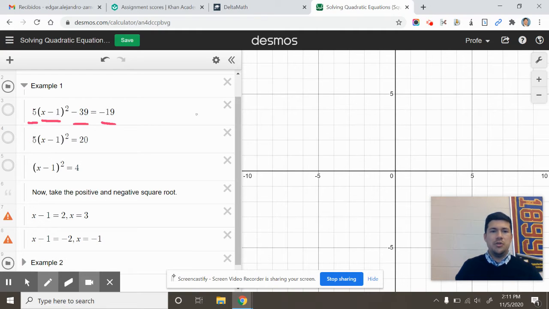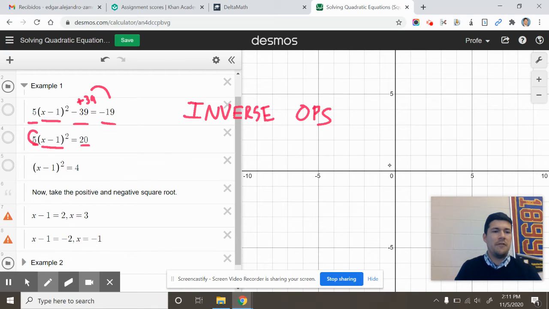I'm going to solve this using, I know I called it solving by square roots, but really we're going to solve this by inverse operations, just like we did with linear equations. So I'll start by adding 39 to both sides, and I get 20 on the right side. Now I've got 5 times x minus 1 squared equals 20. Because this is multiplying by 5, I can divide both sides by 5, which gets me to x minus 1 quantity squared equals 4.